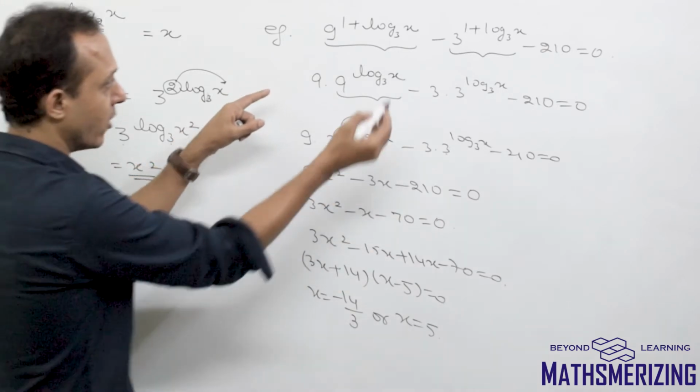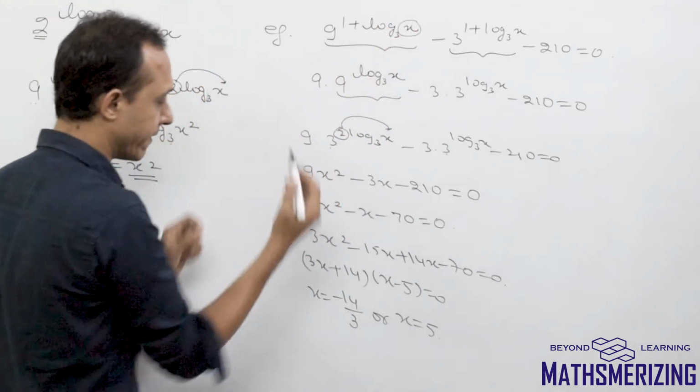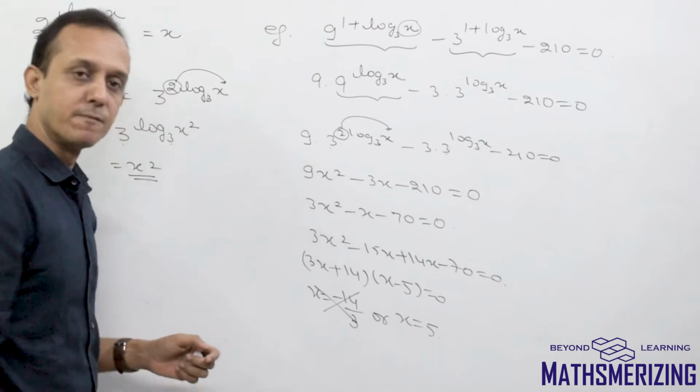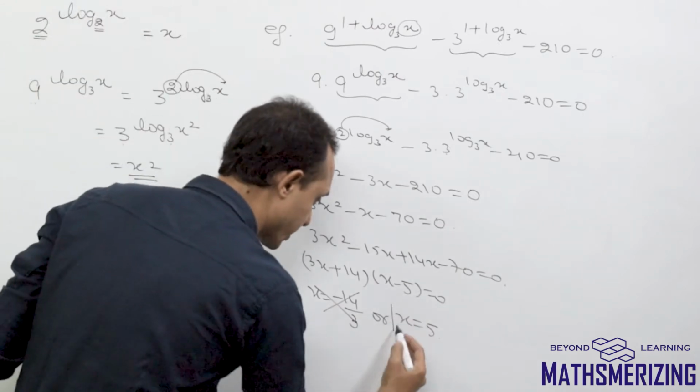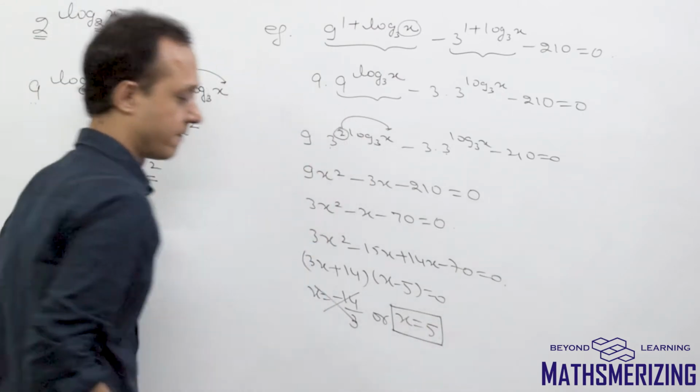Now when I see this log, I know x cannot take a negative number. So the value of x cannot be minus 14 by 3. So the answer to this question is x equals 5.